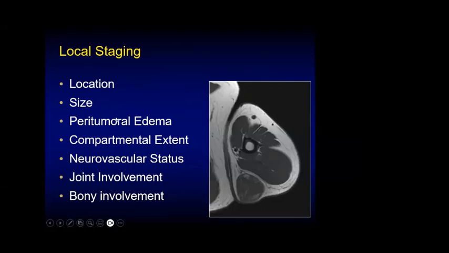When you do the staging, you need to comment on the size of the tumor, the location of the tumor, and the presence of perilesional edema. You also need to comment on the compartmental involvement, which compartment is involved, the neurovascular involvement, joint involvement, and bony involvement. So that's your local staging checklist. You always have to have this in mind.